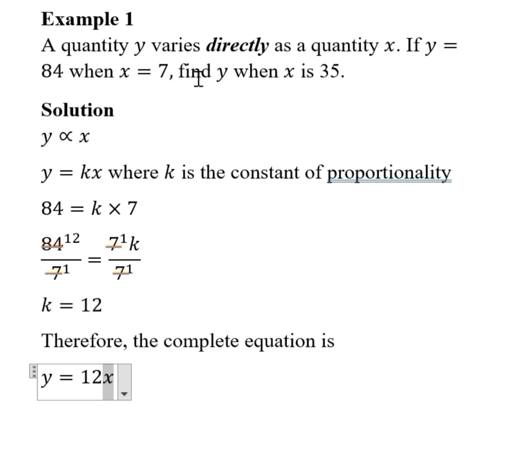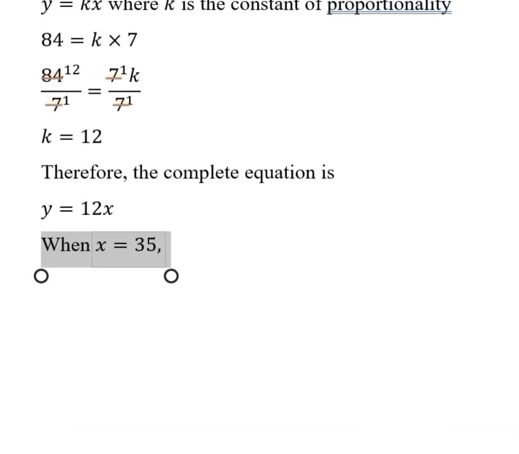Now, find y when x is equal to 35. We shall say when x is equal to 35, y will be equal to 12 times the value of x, which we have been given as 35. So y is equal to 12 times 35, and that gives us 420. So that is the value of y when x is equal to 35.